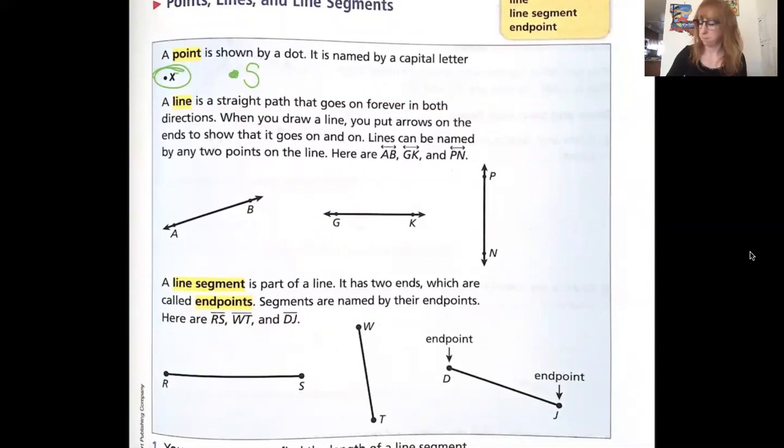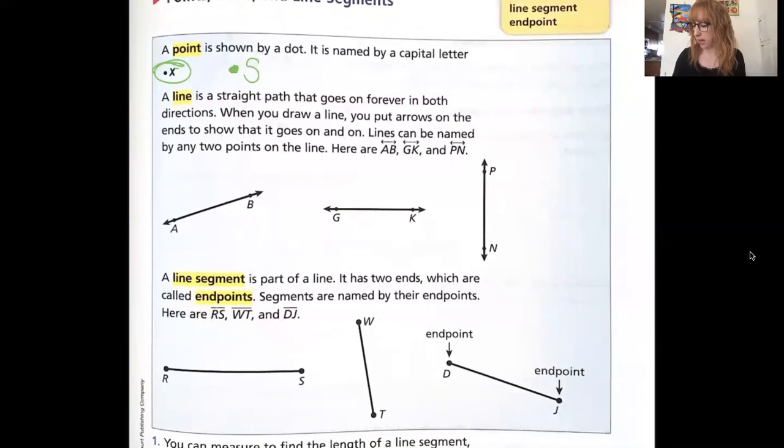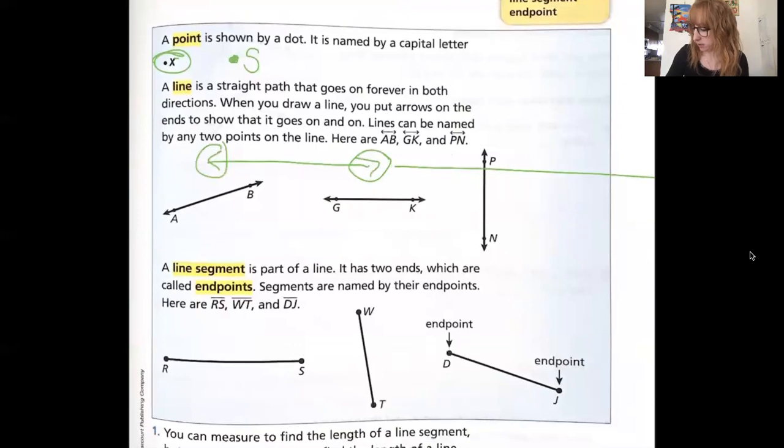Now a line is a straight line that goes on forever and ever in both directions. The lines never stop. So when you draw a line, you have two arrows on the ends, to show that it continues. This tells us that that line is going on forever and ever and off my page and onto the wall. So lines can be named with 2 points on the line.